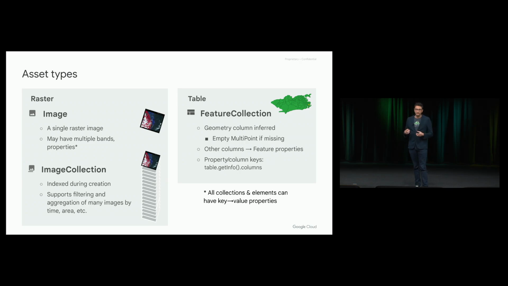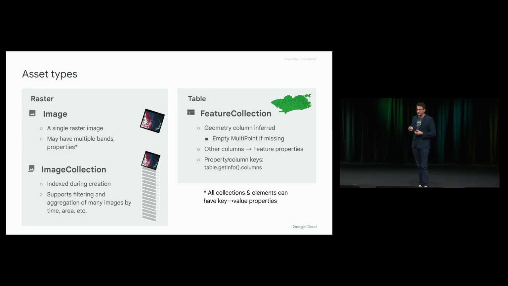But rarely do you need to work with only one image in your workflows. You'll very often need to work with lots of images together. In that case, we have what's called an image collection. So when we say an image collection, we're referring to a primitive type inside of Earth Engine that it understands how to index so that when you perform your operations like filtering and aggregation, they can be performed efficiently.